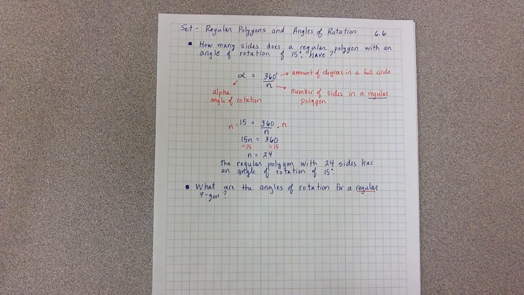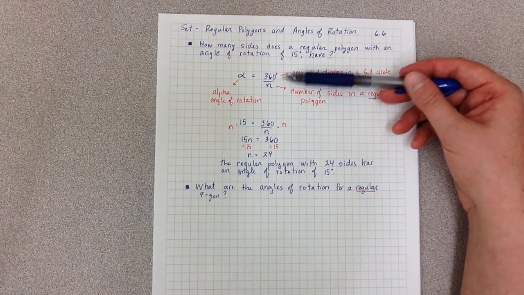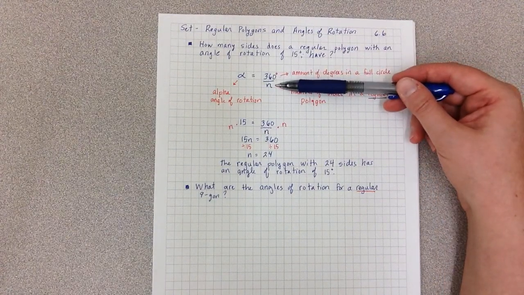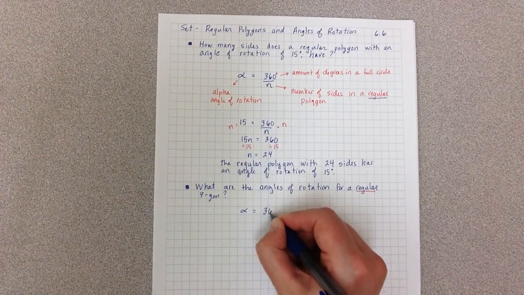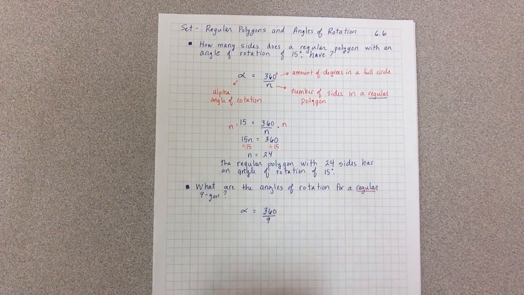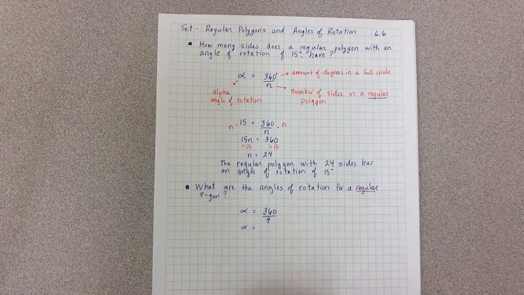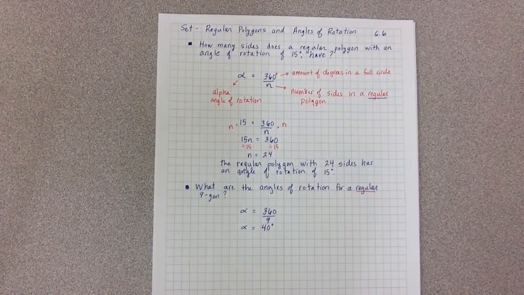I can't use this formula if I don't know that the polygon is a regular polygon. So again, I'm looking at this lovely formula up here. In this case, they don't give me the angle of rotation, the alpha. They give me the n. So we would say that alpha equals 360 over 9. In this case, it's just a matter of dividing 360 by 9, and that gets me 40 degrees.